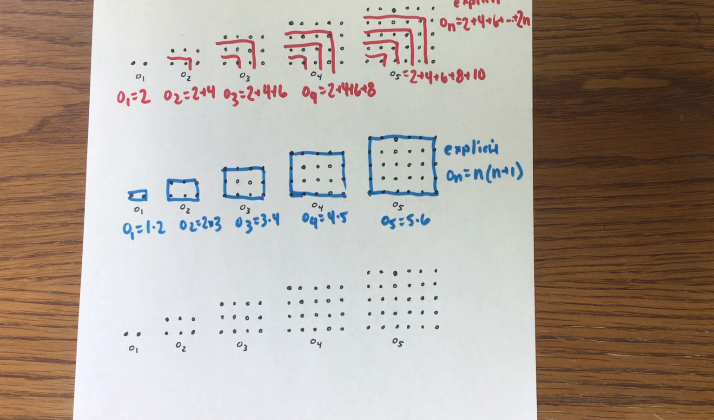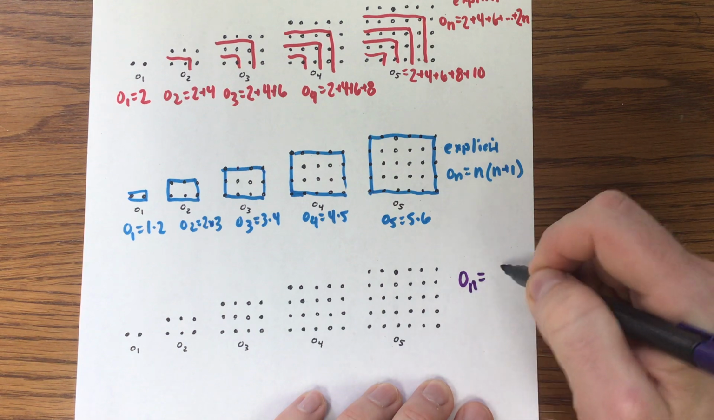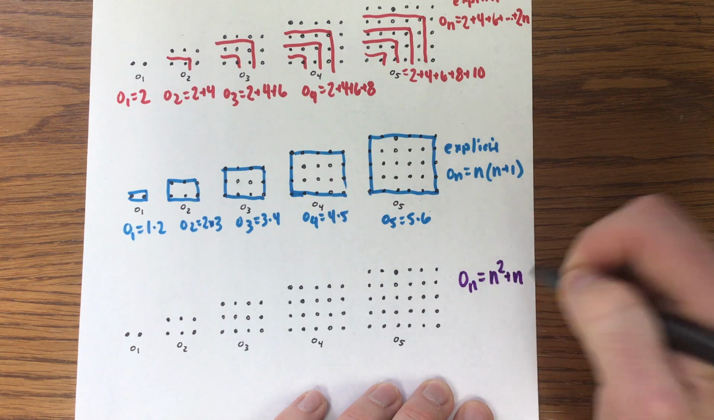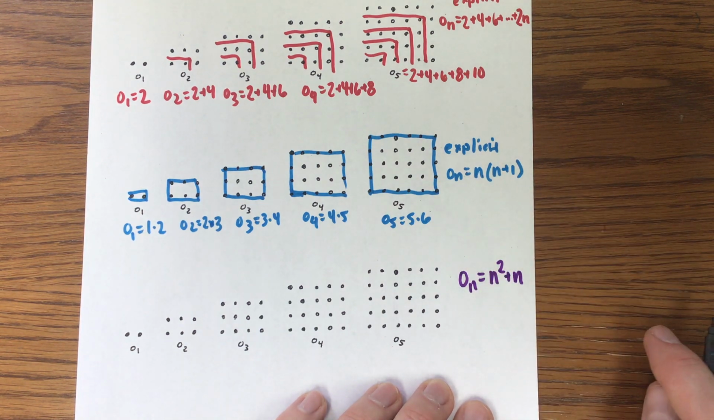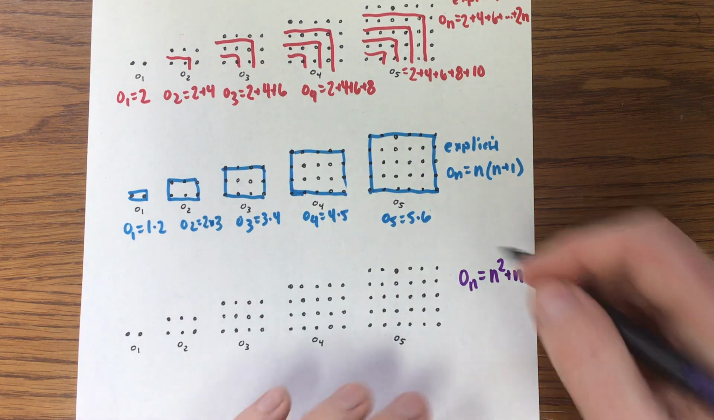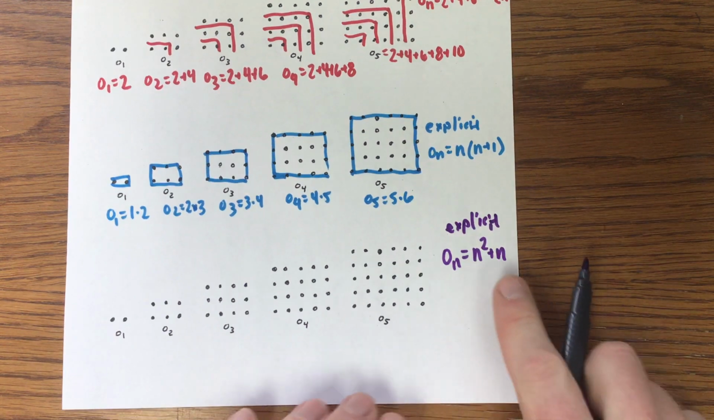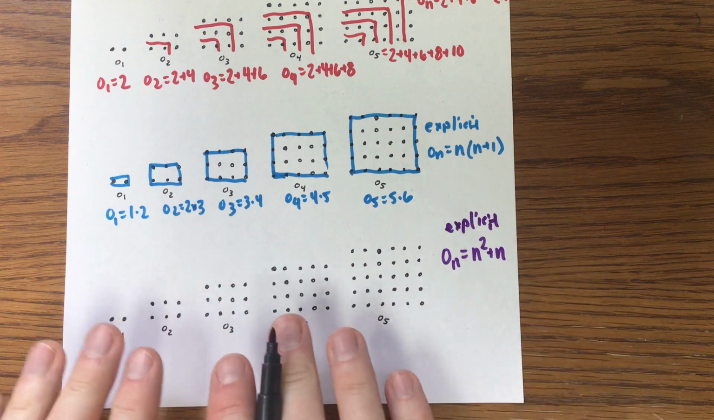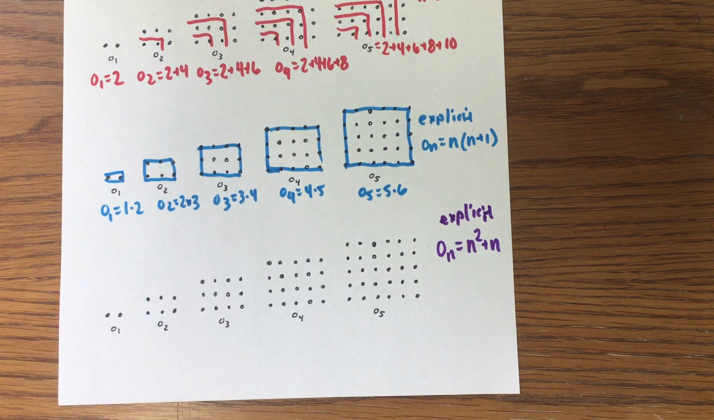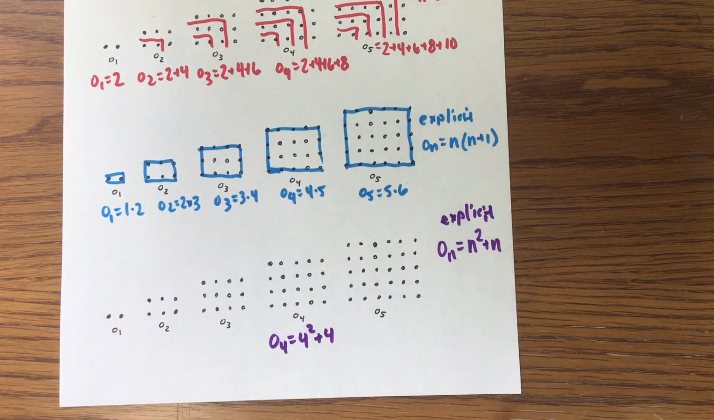Okay, here's where stuff gets really cool. You might look at that n times n plus 1 and say, I want to multiply that out and get O sub n is n squared plus n, if we use the distributive property and multiply that n through the parentheses, through that sum. This is another explicit formula, but the cool thing is, can you see this in the diagram? Can you see O4 as 4 squared plus 4, for example?